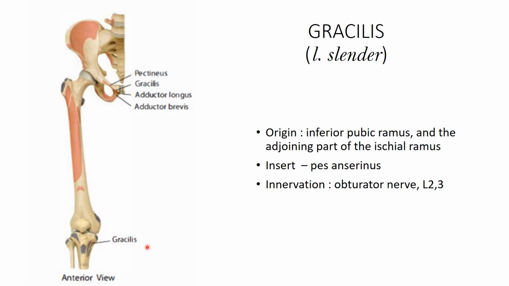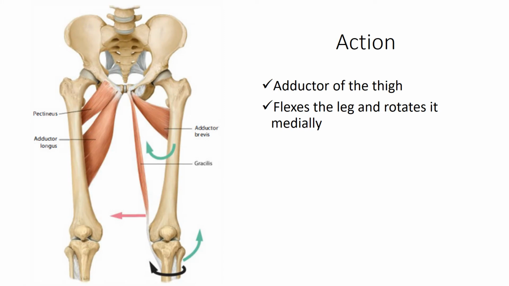Now this is again innervated by the obturator nerve. The gracilis is the only muscle which crosses both the hip joint as well as the knee joint. So it is an adductor of the thigh. Also it causes flexion of the leg, and it causes inward rotation.